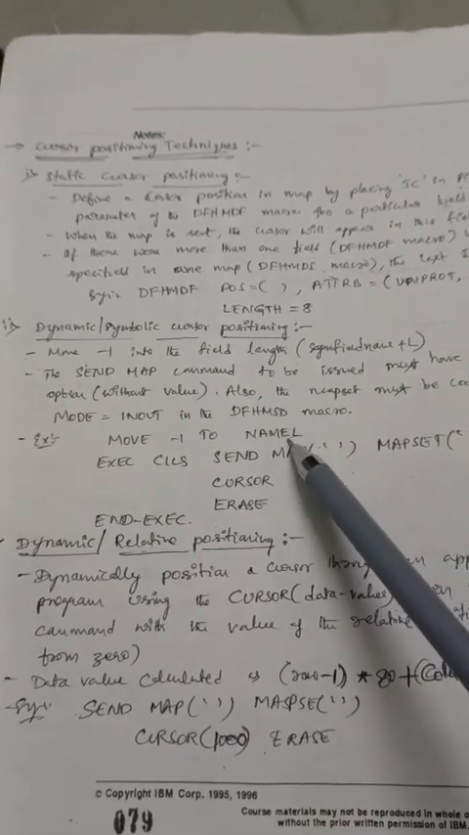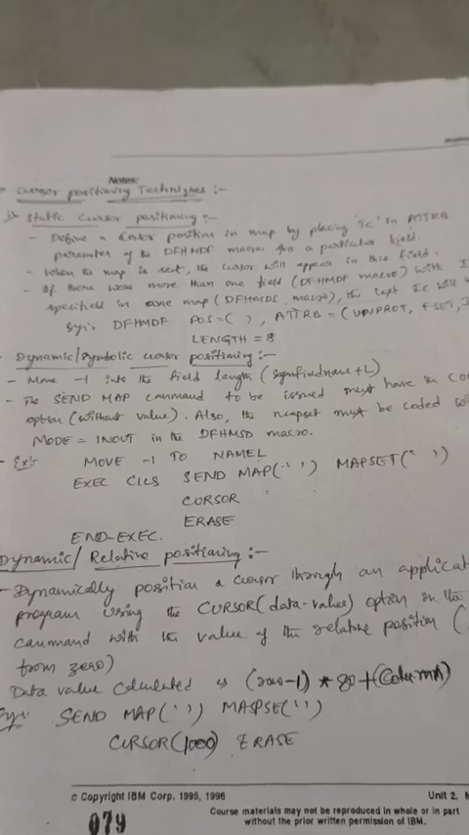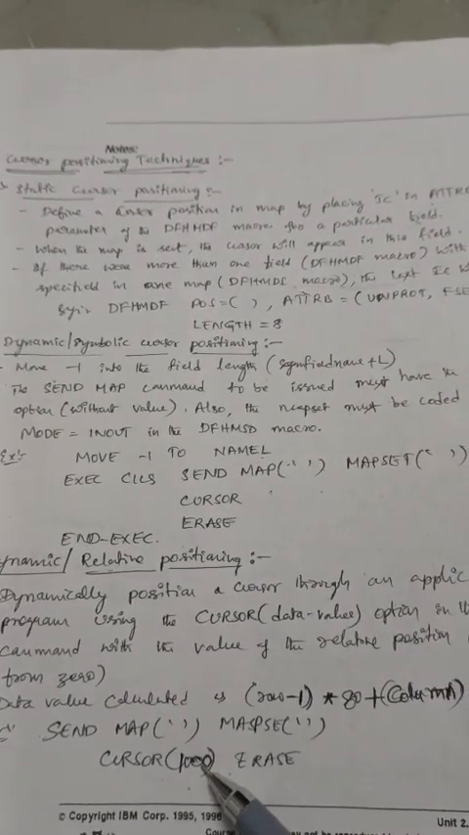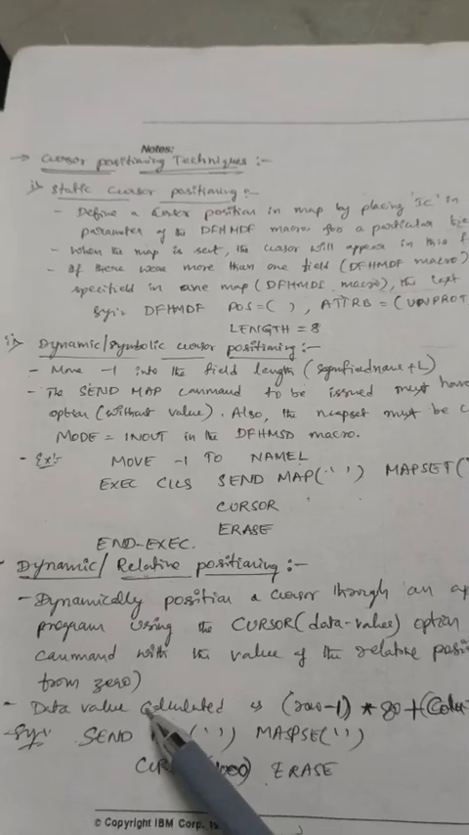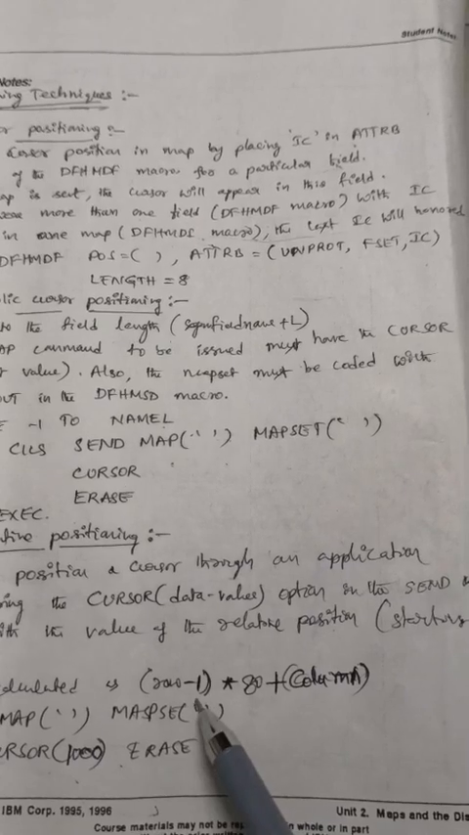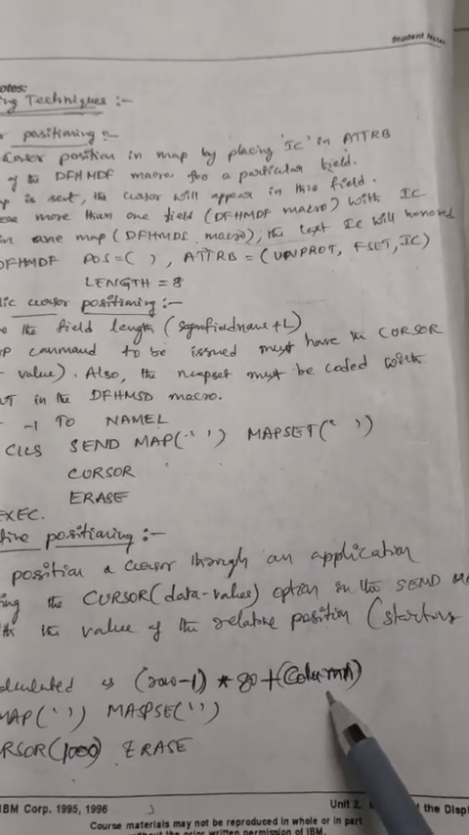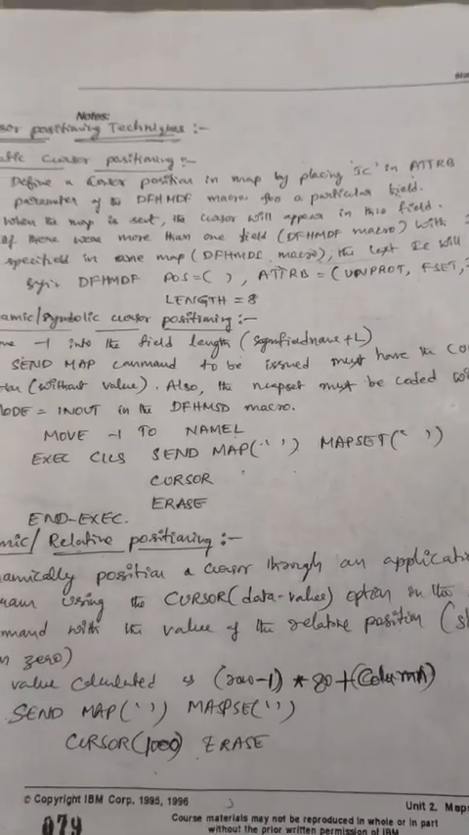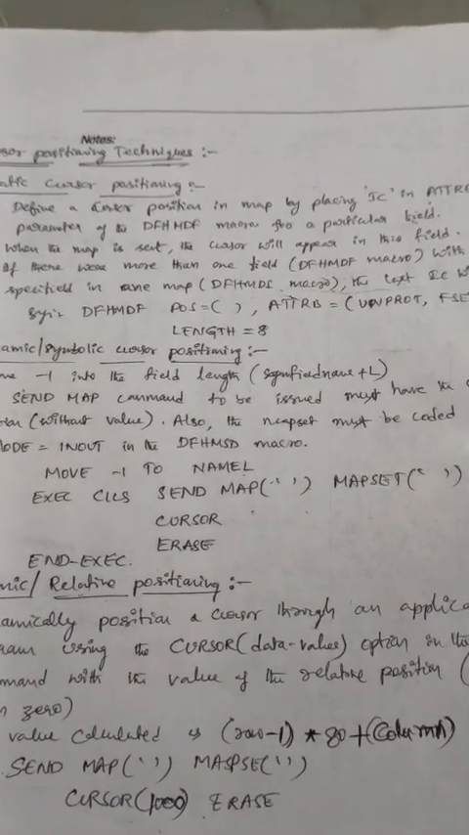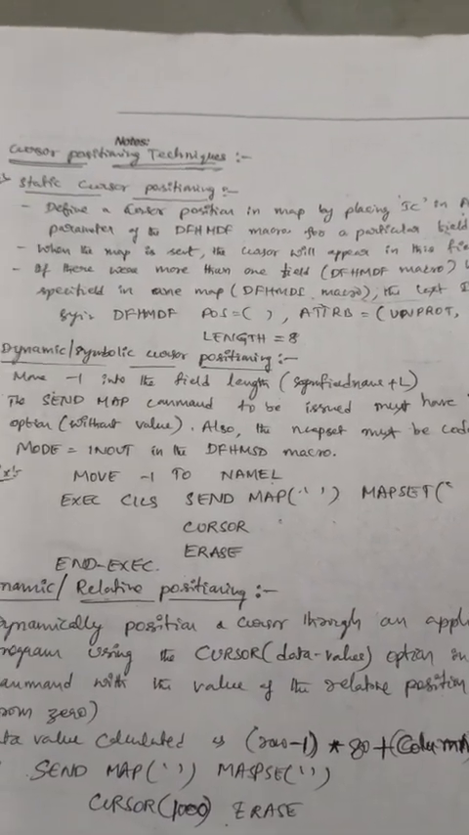It will not go to the name field or the length field, like here. And how do we calculate this 1000 value? Here, this is the formula to calculate it: (row - 1) * 80 + column. How to calculate this field? The cursor 1000 I have mentioned here, but how to calculate 1000?